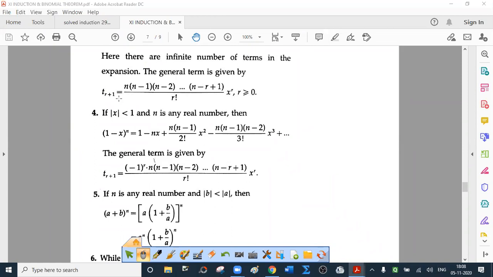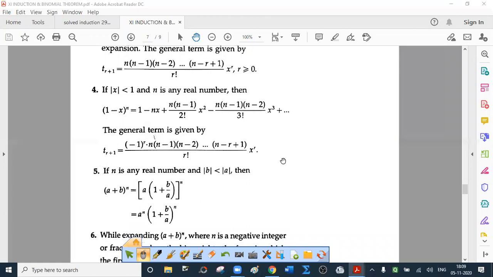Otherwise, if you are asked to find the sixth term, then it will be t 5 plus 1 and so on. Fourth point, if modulus of x is less than 1 and n is any real number, then 1 minus x raised to n, same logic, terms are alternately positive and negative. Fifth point, if n is any real number and if you are asked to find a plus b raised to n, within bracket take a common. So you get a into 1 plus b upon a raised to n, which is a raised to n into this. Now compare this with 1 plus x raised to n and so on.